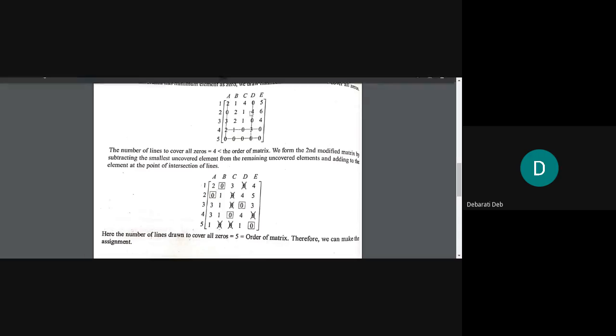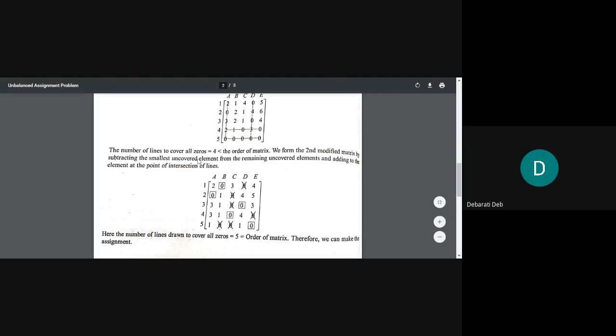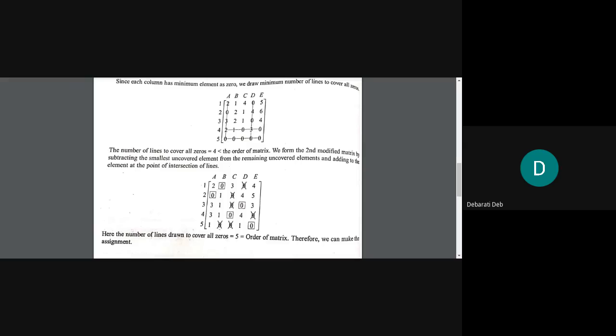The minimum uncovered element is going to be 1. So you make a new matrix which will have the elements 2, 0, 3, 0, 4, then 0, 1, 0, 4, 5, then 3, 1, 0, 0, 3. Next, this is a point of intersection in the fourth row, first element. This is a point of intersection. It will be 2 plus 1, so 3.